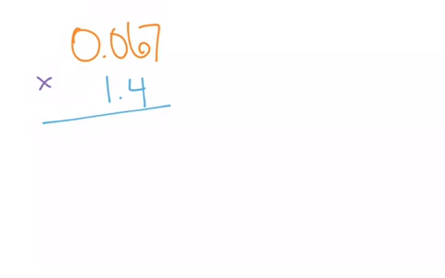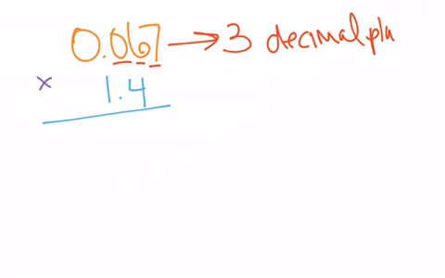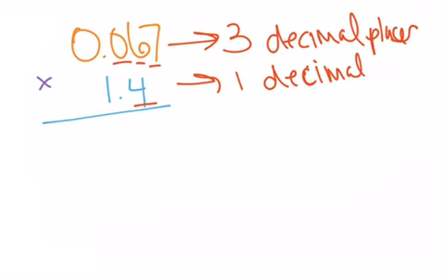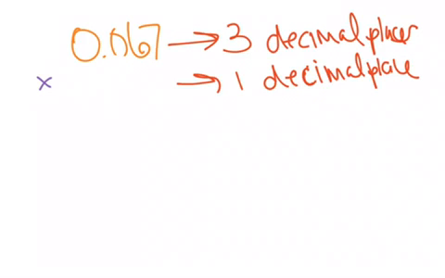Okay, so I've already lined up this problem for us. So let's count how many decimal places are in our first set here. So we have 1, 2, 3. So we have 3 decimal places. And our second number, we just have 1. Okay, so let's go back into our problem here, and now let's multiply. I'm just going to rewrite this. It's a little sloppy. I'm sorry, let's rewrite this.